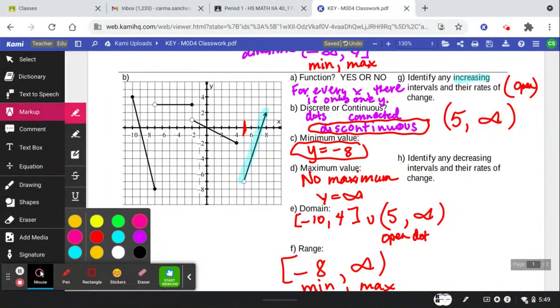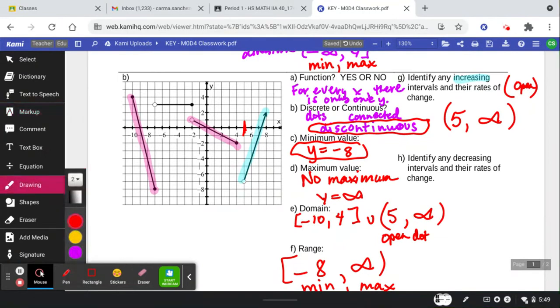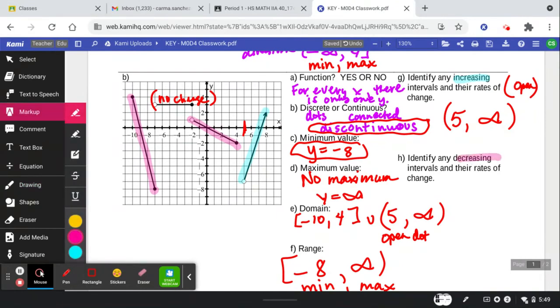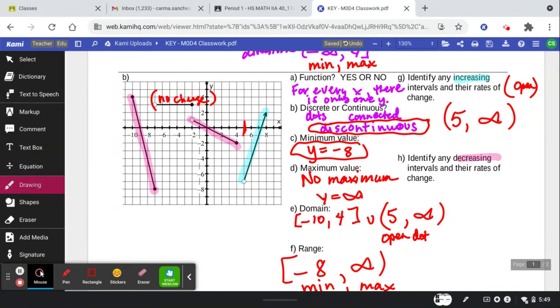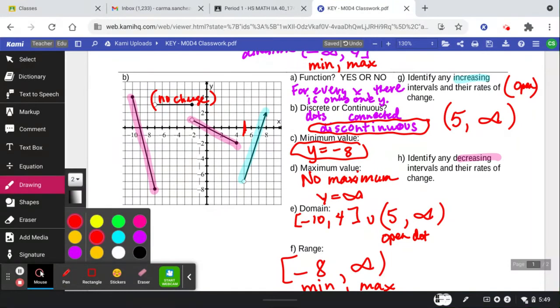And then my interval's decreasing. I've got this decreasing section and this decreasing section. So right here, there's no change. It's just staying flat. So we don't mention this at all. Or if it asks for that section later, we can add it. But decreasing is just these 2 pink segments. So we'd say that it's decreasing from -10 to -7, and there's that U for and, -2 to 4. Open brackets on all increasing and decreasing.